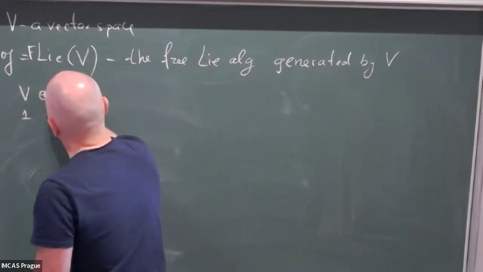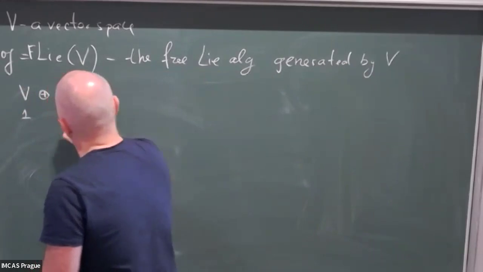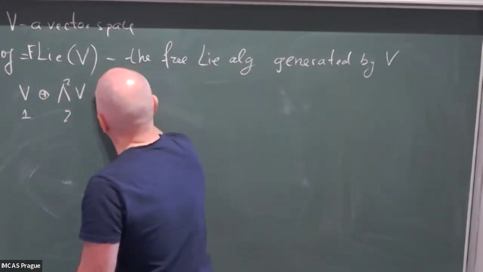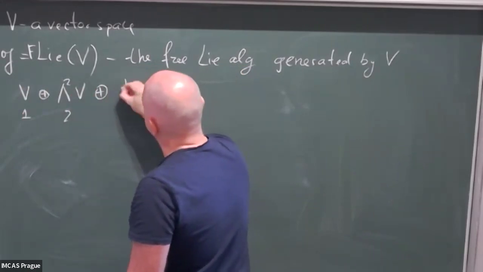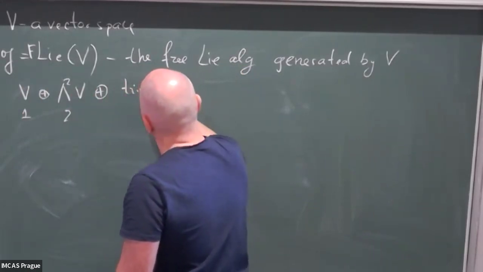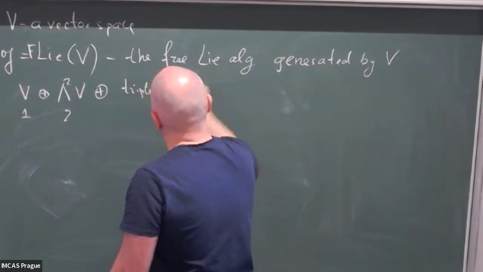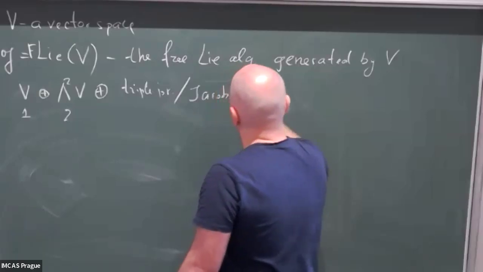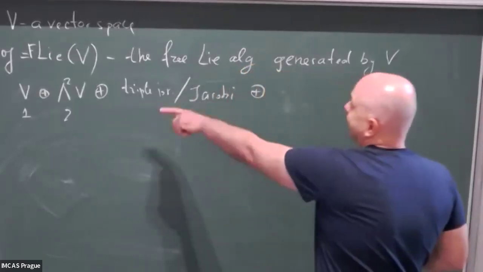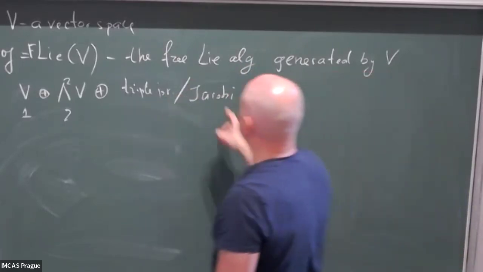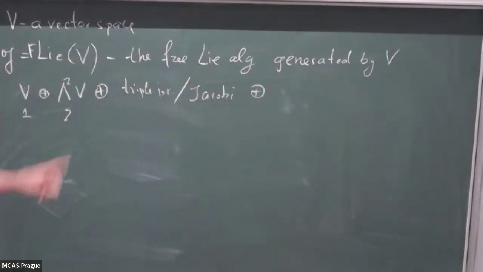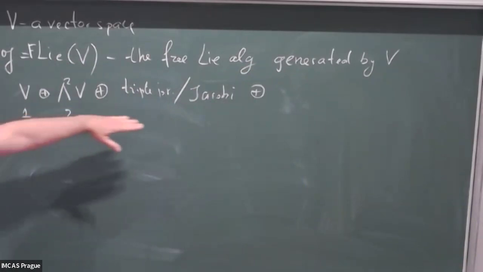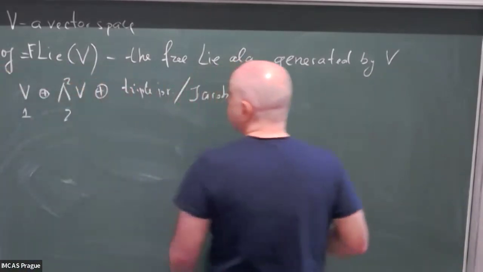In degree 2, we put all brackets without any restriction, so actually it's Λ² of V. In degree 3, we put all triple brackets, modulo the Jacobi relation, and so on. So it will be smaller than all brackets, of course, because we should mod out by the Jacobi relation. So it's an infinite graded algebra, n-graded in this case.